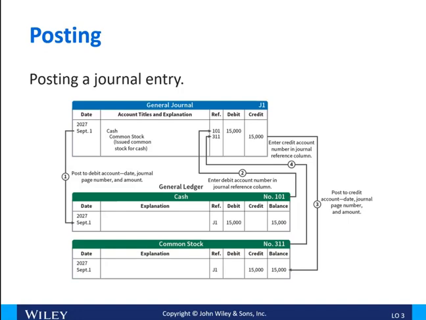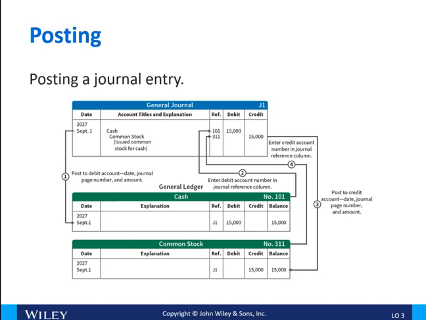Then we see that cash has an account number of 101. We can pull that back up into the general journal to show that we posted that entry into that account. Next, we'll do the same thing for common stock. We have the date, reference J1, but then we're going to take the credit amount and put it in the credit column for common stock at the bottom. That's account number 311, so we put that back up in the journal, and our balance is a credit of $15,000. So that's posting journals to the ledger.